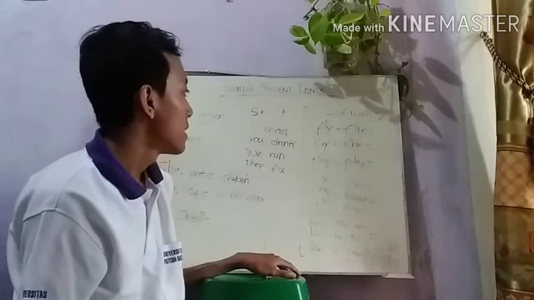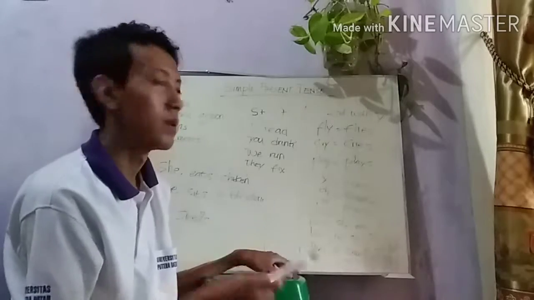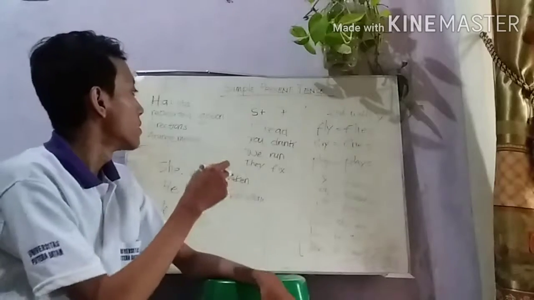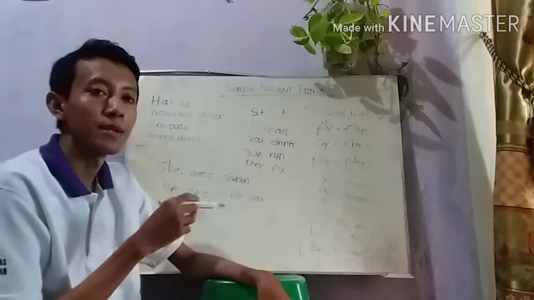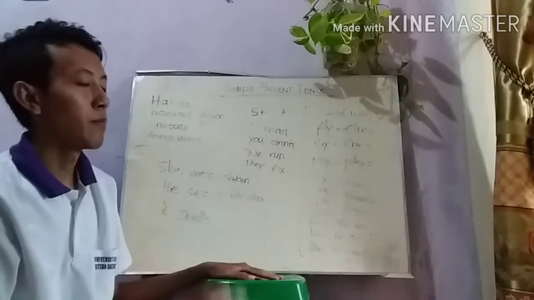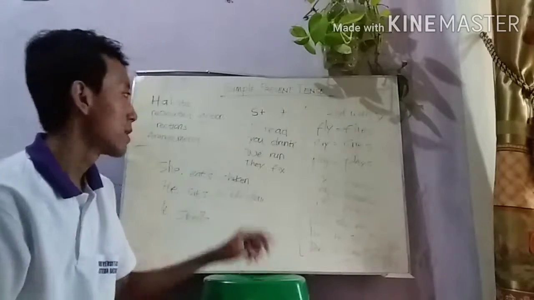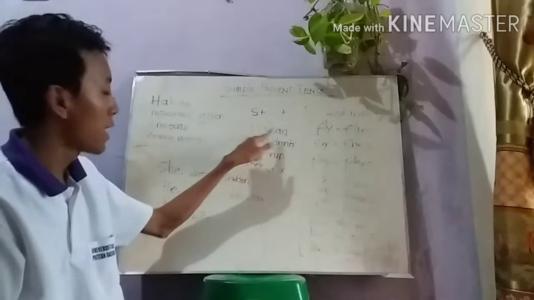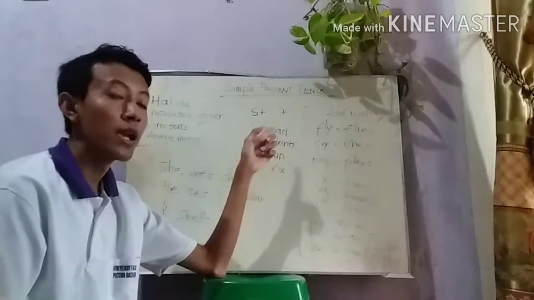And after that there is when we use a question in the simple present tense. The first thing we do is use do and does. If the subject is I, you, they, we use do for the question. Like if the sentence is I read a book, the question is, do I read a book?